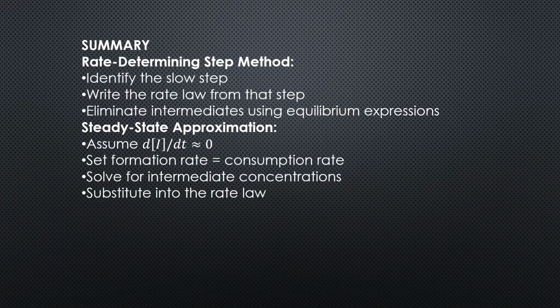Part 5. Summary, rate-determining step method. Identify the slow step. Write the rate law from that step. Eliminate intermediates using equilibrium expressions. Steady-state approximation. Assume the rate of change of intermediate concentration is approximately 0. Set rate of formation equal to rate of consumption. Solve for intermediate concentrations. Substitute into the rate law.